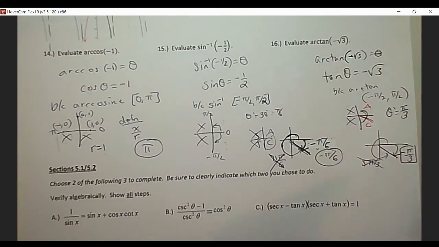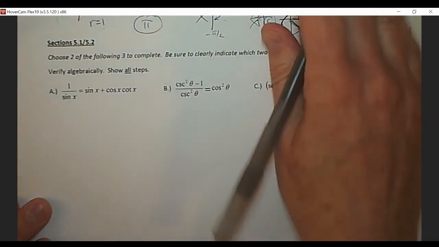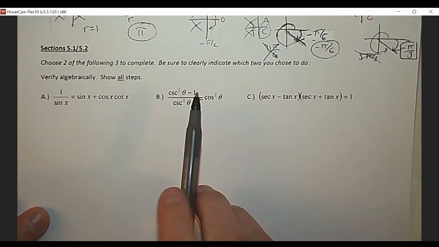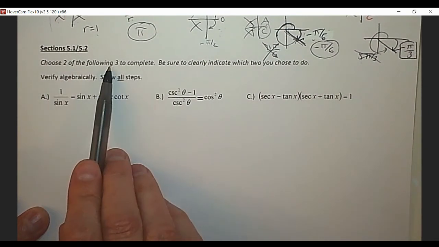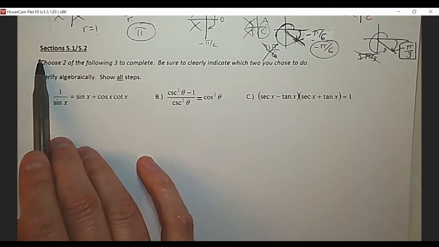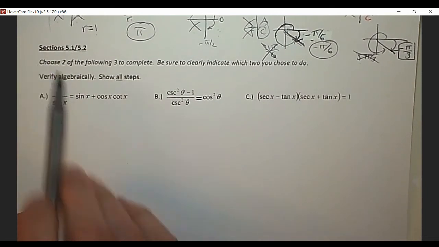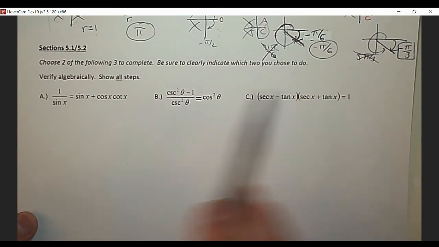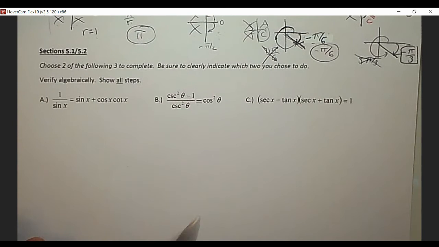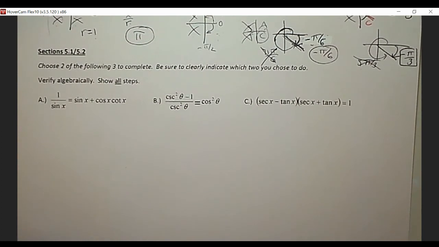Okay, and then down here on the bottom, I threw in some verify algebraically examples for you to practice, and you can choose 2 of the 3. That's something I like to do when we're doing verify examples because I know it's easy to get stuck on these. So in the event that you're trying one and you get stuck, that gives you the flexibility to say, all right, let me give up on that one. Let me go do another one and see if I can find an easier way to do it.